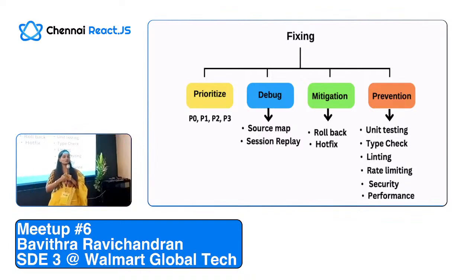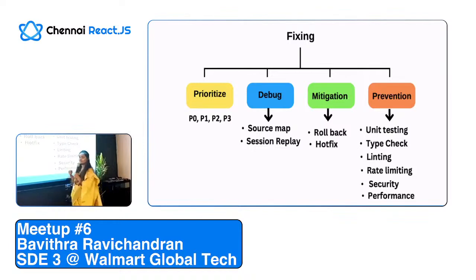We have to follow some protocol, right? For that, we have to prioritize. P0 means critical: we have to jump in and finish it in that call itself. P1 is okay, one or two days. P2 means a week is fine. And P3 means a couple of weeks is fine. So like that, we prioritize and then take action.